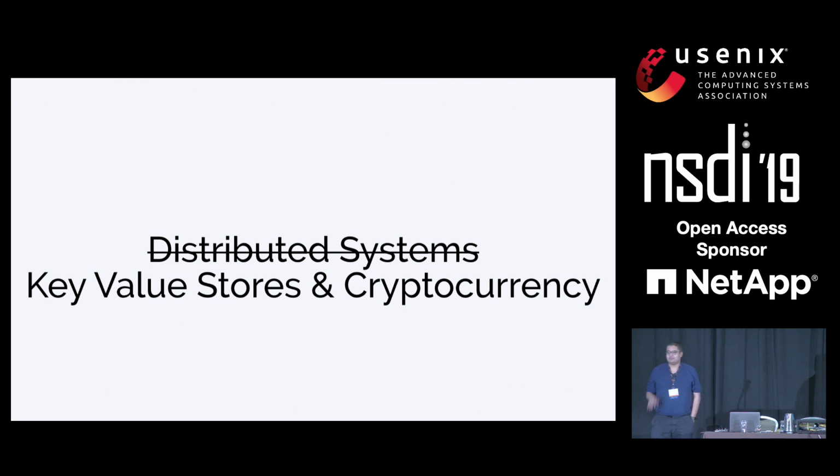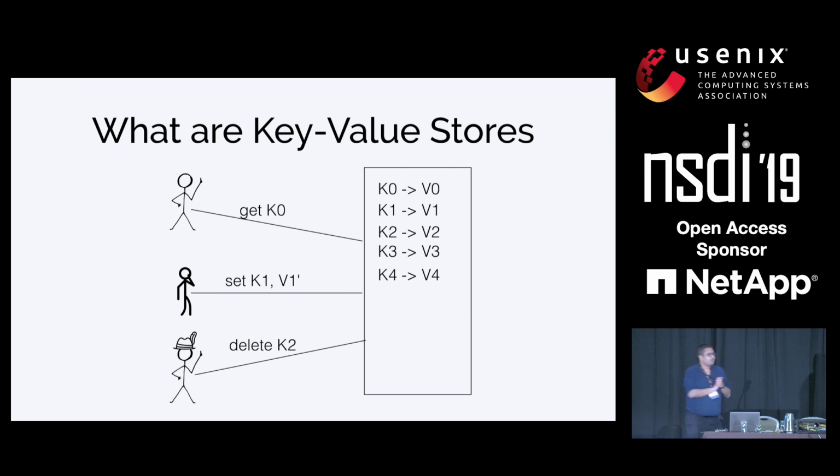the NSDI distributed systems session is mostly about key value stores and cryptocurrency. I'm not even going to cover cryptocurrencies. Those are hard and annoying, so I'm just going to look at the key value store bit. I'll tell you how cryptocurrency fits in, though. So let's start with what key value stores are. Does everyone here know what hash maps are? Any concerns about hash maps? OK, so a key value store is just a hash map that someone can access over the network.